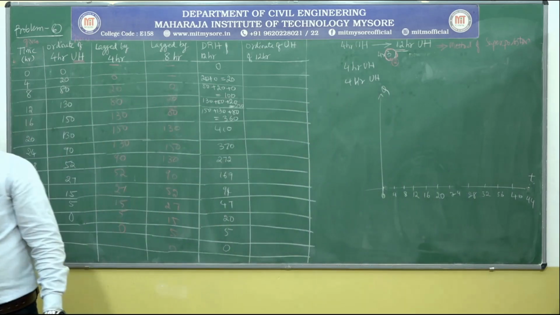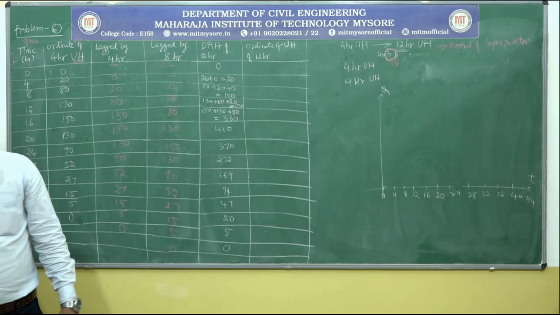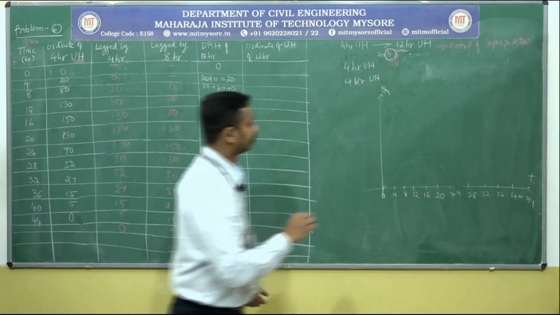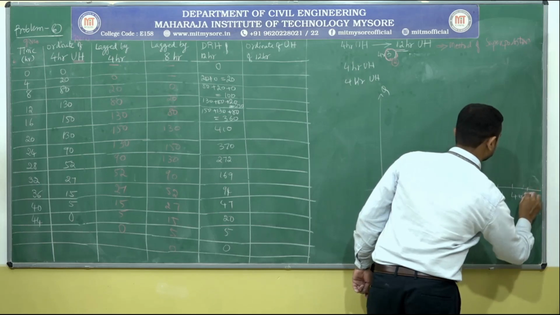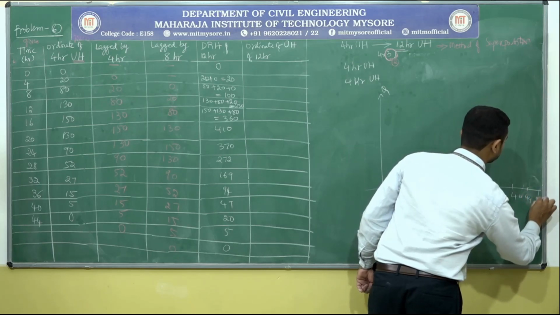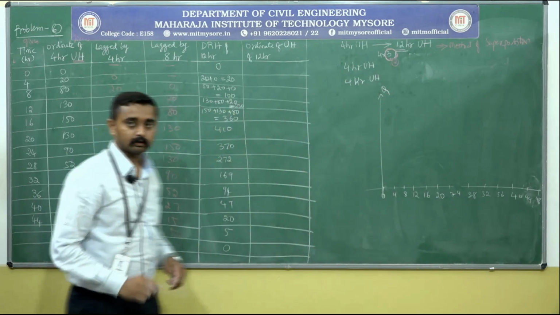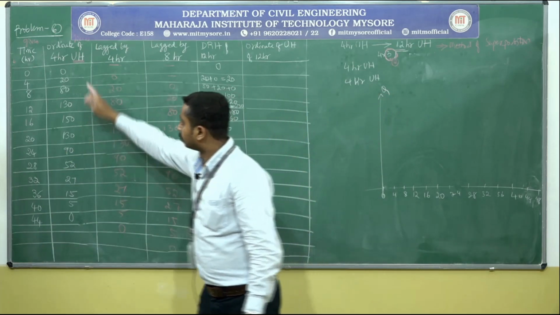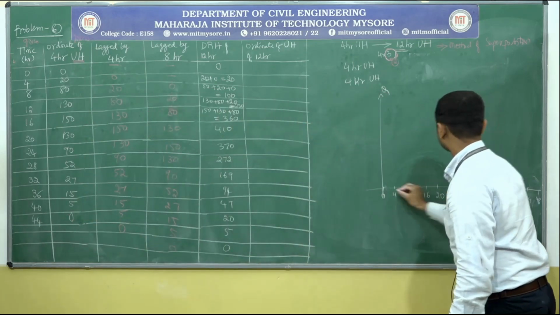44. And this is 48. The 4-hour unit hydrograph is given. The time base is 0 to 44. So 0 to 44.